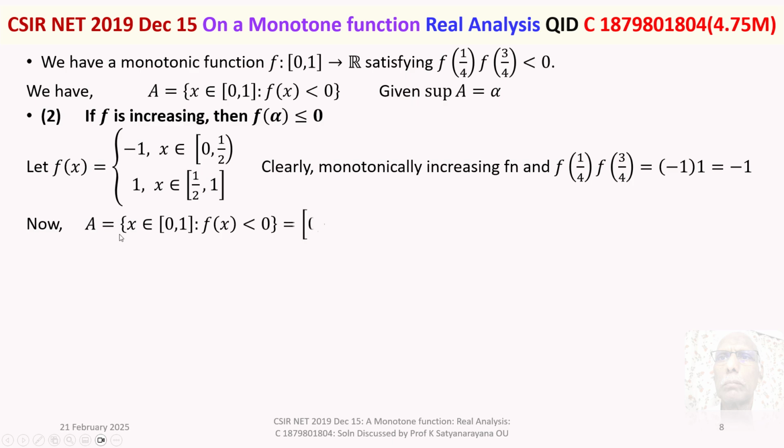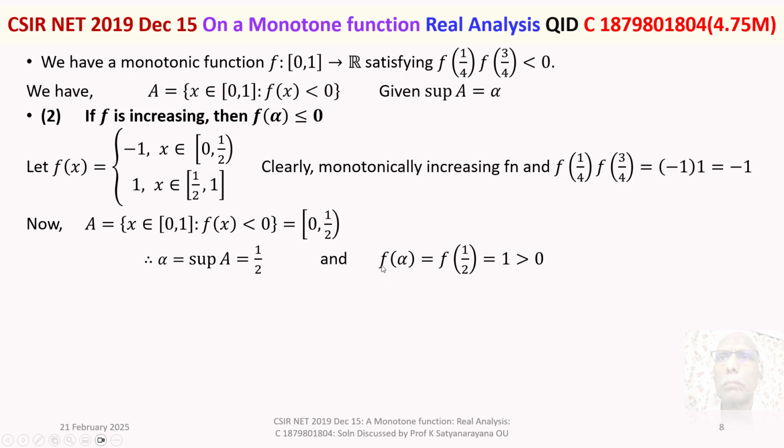Now, A is equal to the set of all x belonging to the unit closed interval where f of x is negative. Where is f of x negative? In the first interval, that is the semi-closed interval 0 to 1 by 2. And what is alpha? It is the supremum of A. What is the supremum of A? It is 1 by 2.